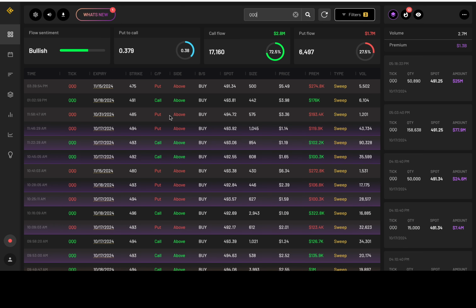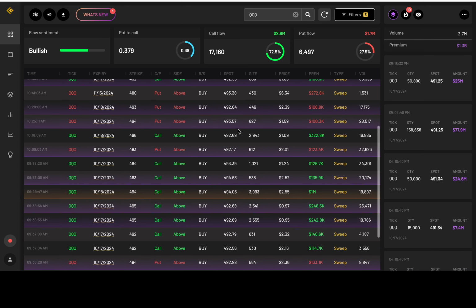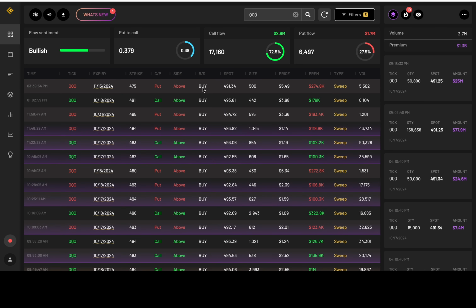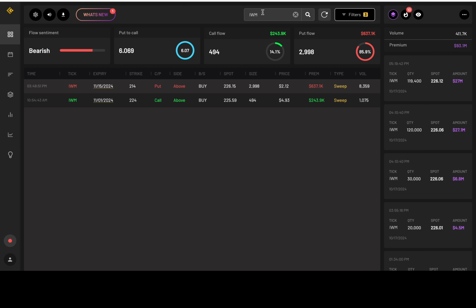Yeah, I'd say the puts won. The edge to the puts. Even though it's saying more money in the calls, a lot of these calls are expired. You guys can see for today. So it's a lot of zero DTEs for the calls. So I would lean bearish still based on that context. IWM is bearish.